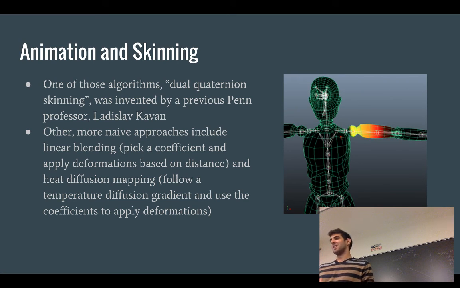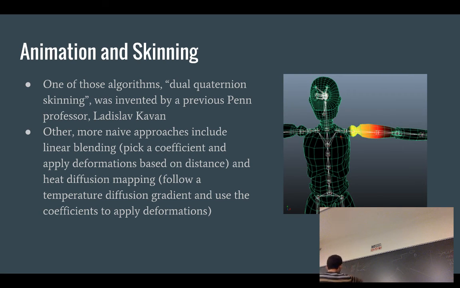But real quickly, a quaternion is a mathematical structure used to represent rotations. There's a real and an imaginary component. It's really, really complicated math. I don't really want to talk about it too much. If you guys really want to talk about it, we can talk about it in office hours. But just know that there's a concept called dual quaternion skinning that alleviates some of the problems of linearly blended skinning.